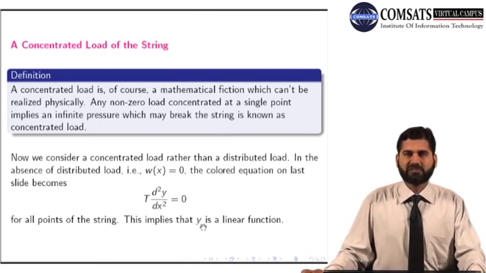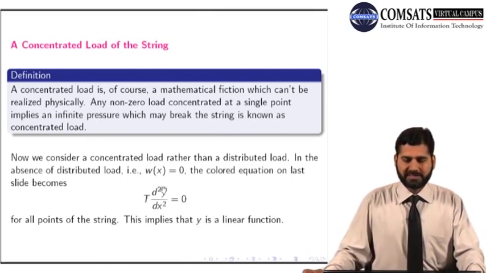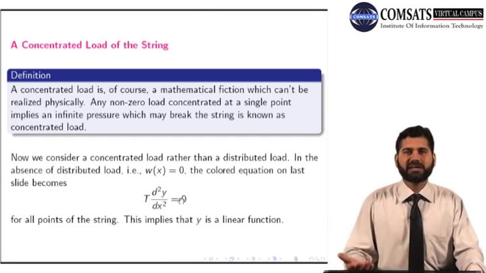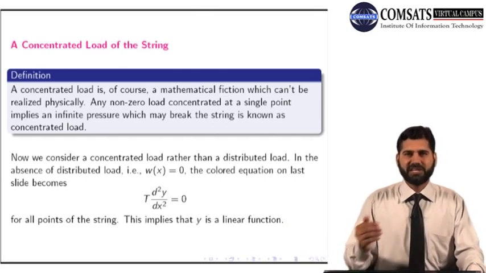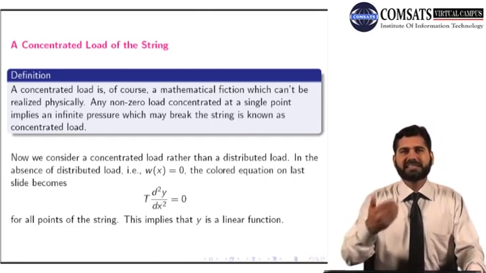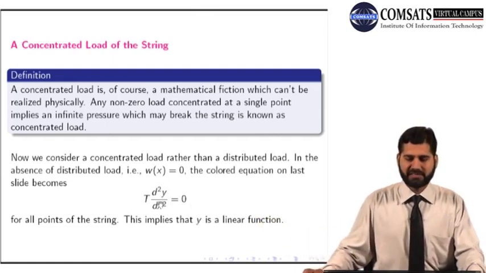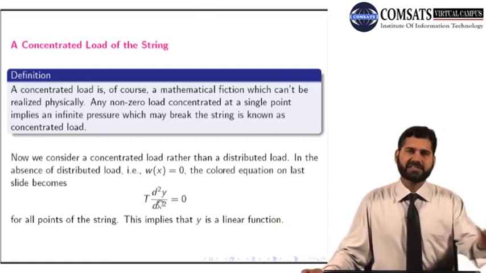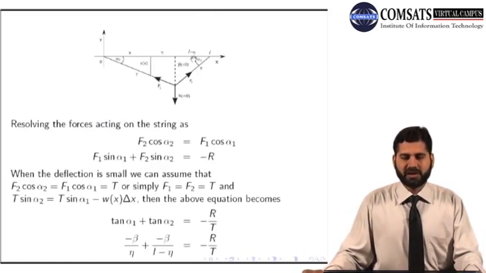All right, this implies that y is a linear function. Do you see why y is a linear function? Because the second derivative is 0, so if you integrate it twice, you will get c1 x plus c2. The first derivative will be constant, and the function is a constant times x plus another constant. So y is a linear function. Any linear function has second derivative equal to 0. So this is basically the picture of what's going on.